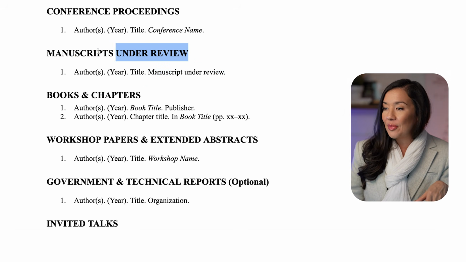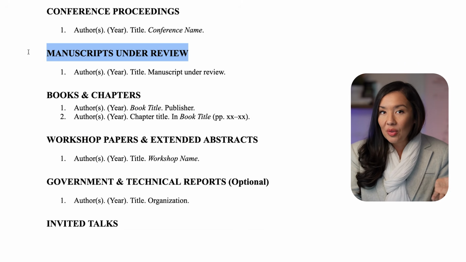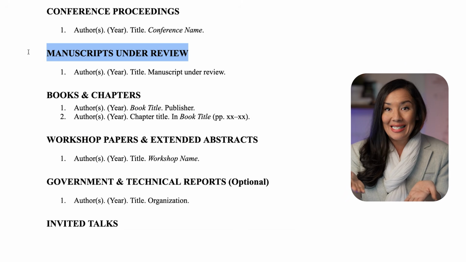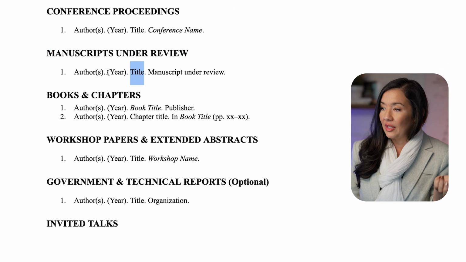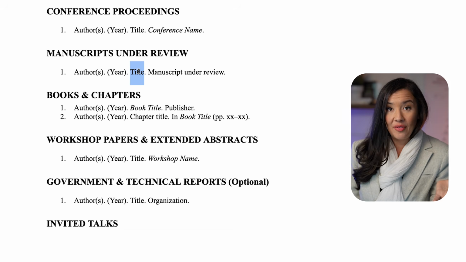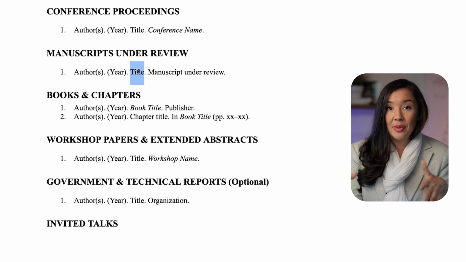It is manuscripts under review. Now the rule of thumb is if the manuscript has been submitted, you can put it in this section as under review. You're not necessarily going to know when it's published, but you can include the year and the title of the manuscript that's under review. The other category that I don't have on here, but you can definitely add with some caveats, is manuscripts in preparation.